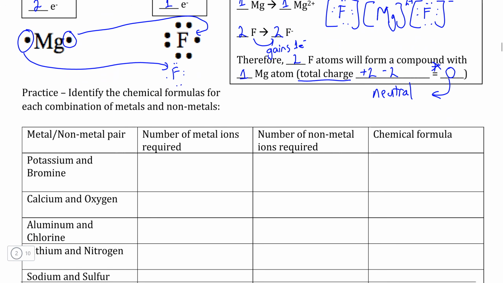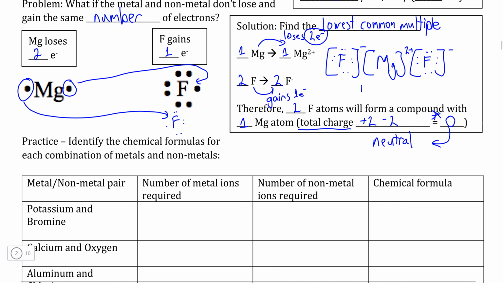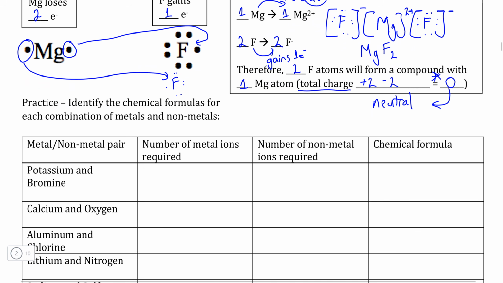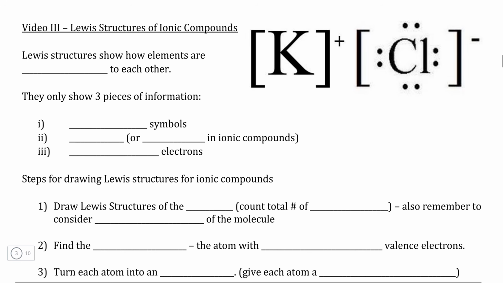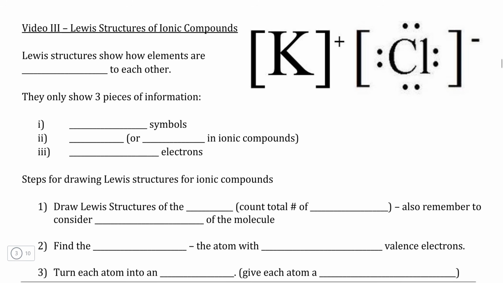And once you have completed this, you can write the chemical formula, which is simply a list of how many metals and how many non-metals you need in order to construct the proper ionic compound. So see if you can identify what the ionic compounds are that are produced by each combination of metals and non-metals, and in the next video in this series we will look in more detail at how to construct Lewis structures of ionic compounds properly.